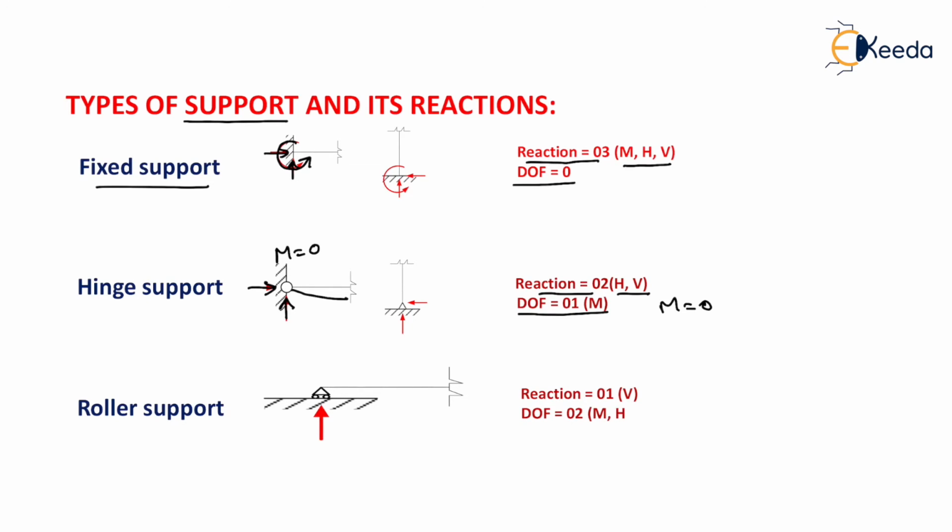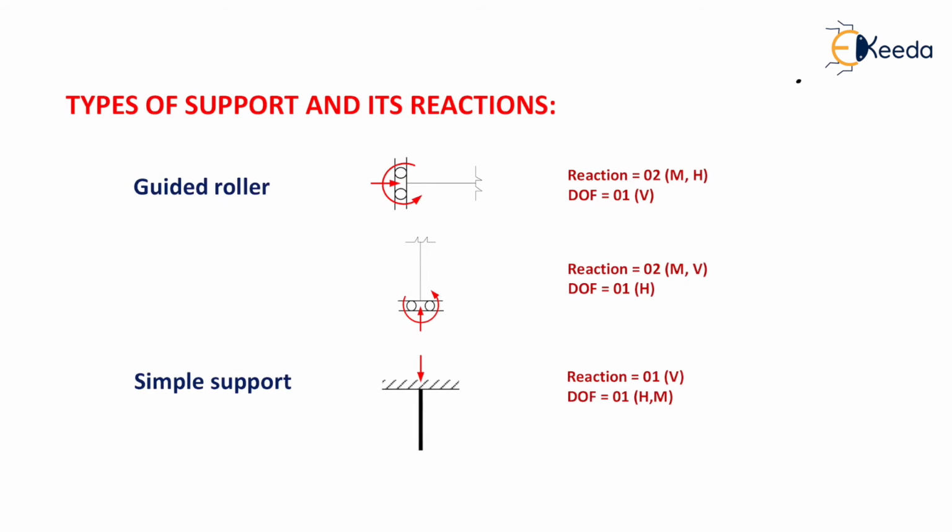Now at roller support we allow the roller to move freely in the horizontal direction as well as to rotate freely. So moment will be equal to 0 and horizontal reaction will be equal to 0. That's why the degree of freedom will be 2, that is moment equals 0 and horizontal reaction equals 0. And at roller support we have only one reaction, in the vertical direction, which restrains the vertical displacement. That's why the reaction will be equal to 1 only, the vertical reaction. Clear to all?